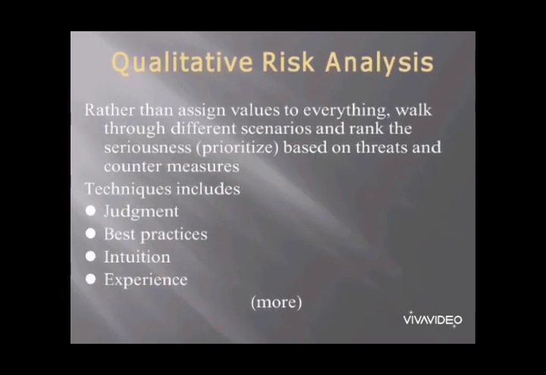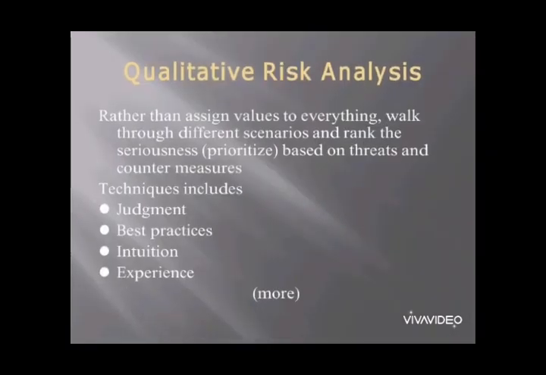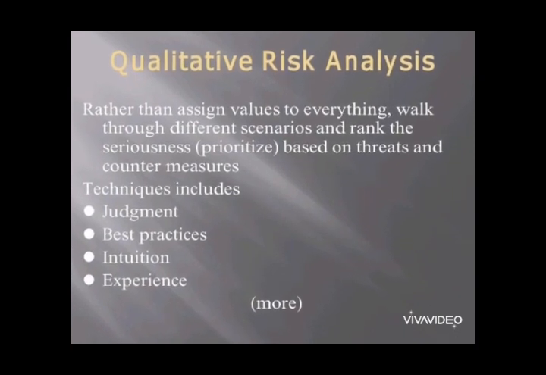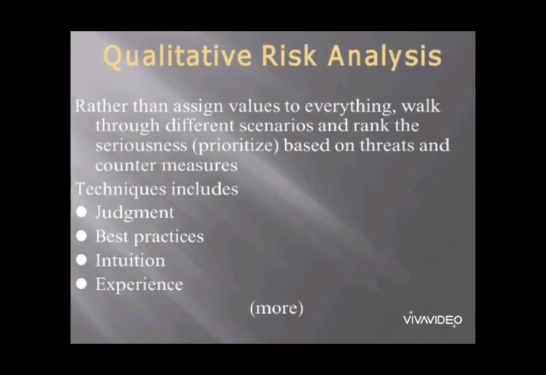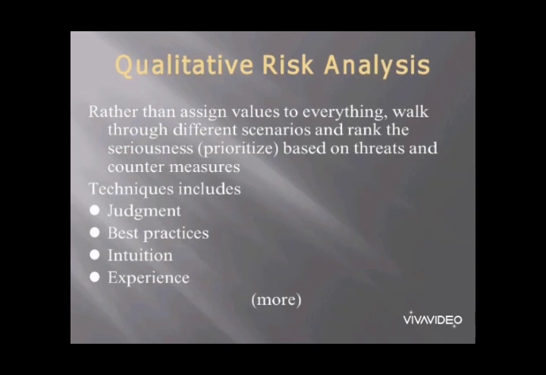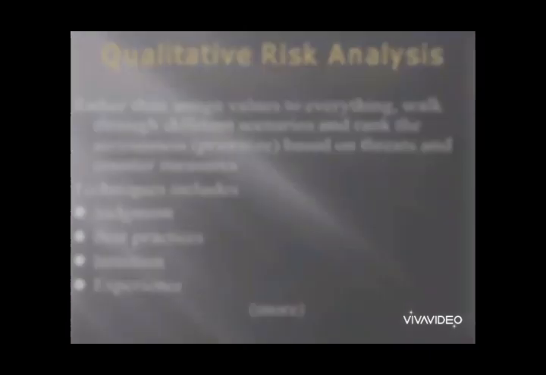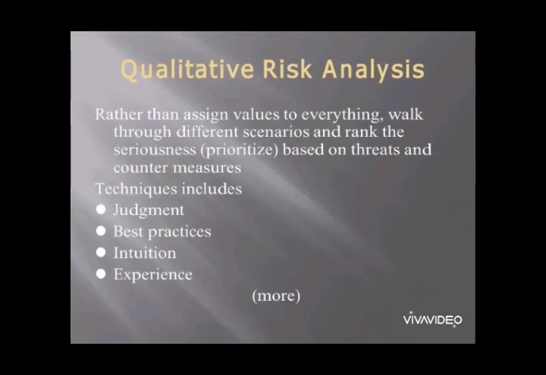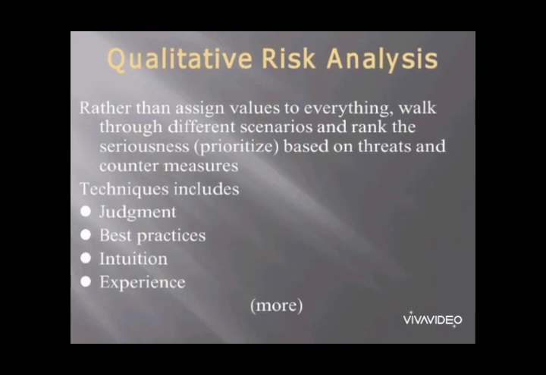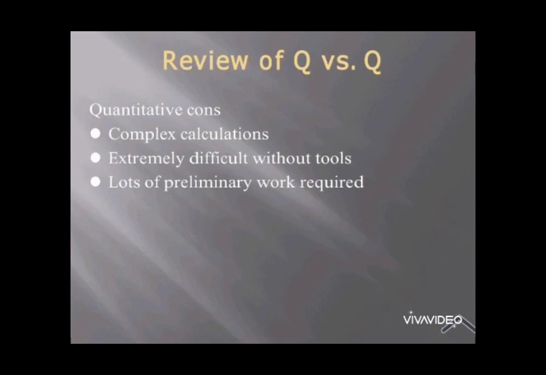Qualitative risk analysis. Rather than assigning values to everything, you walk through different scenarios and rank the seriousness of the threats. So you do research and you think why a threat is more serious than the next, using various techniques such as judgment, best practices, intuition, and experience. You then use the techniques to figure out countermeasures that would be used.